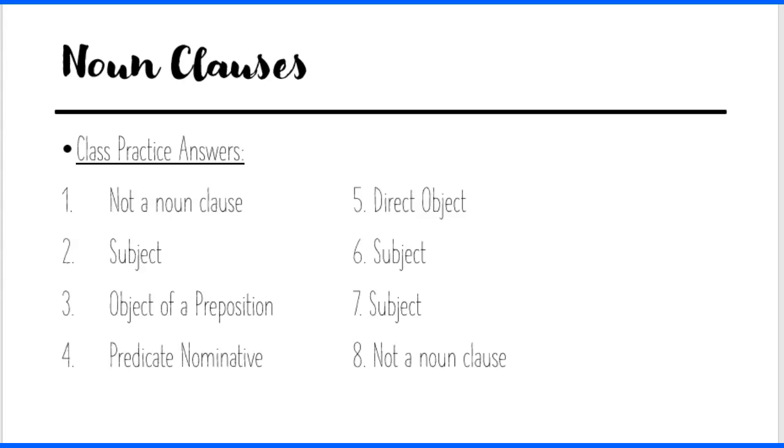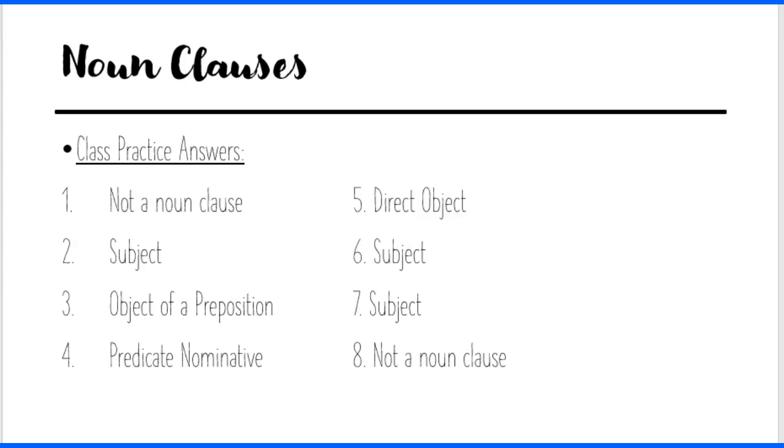Mordecai faithfully honored God in whatever he did. So we have Mordecai honored, but then we have in whatever he did here, and the word in is a preposition. So it's an object of the preposition. So look for those preposition clues. Haman's pride was what brought his downfall. So pride was is a linking verb. So what comes after linking verbs? Predicate nominatives or adjectives. So this one is a predicate nominative.